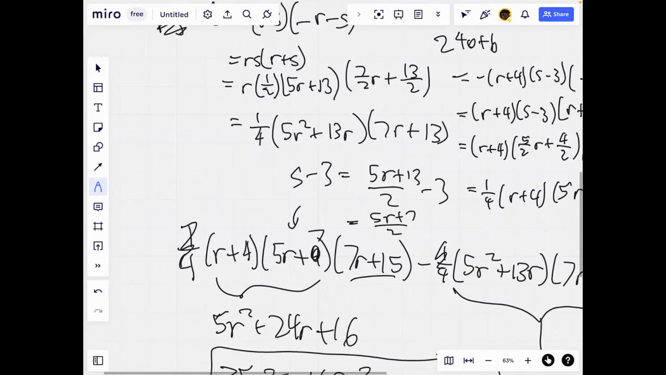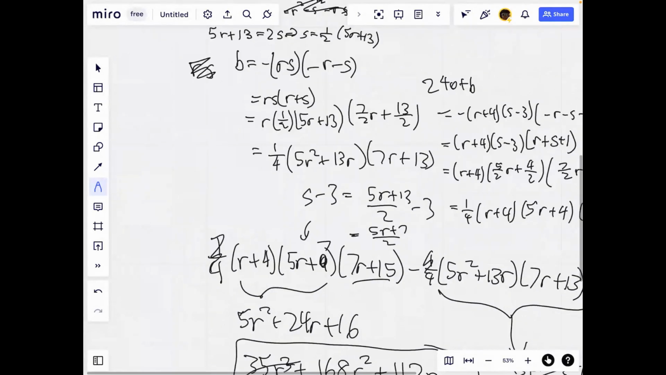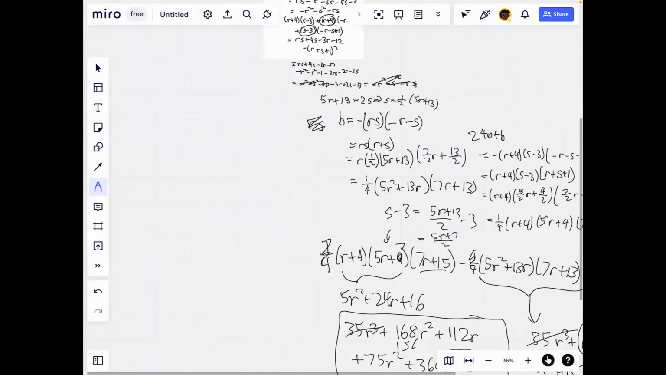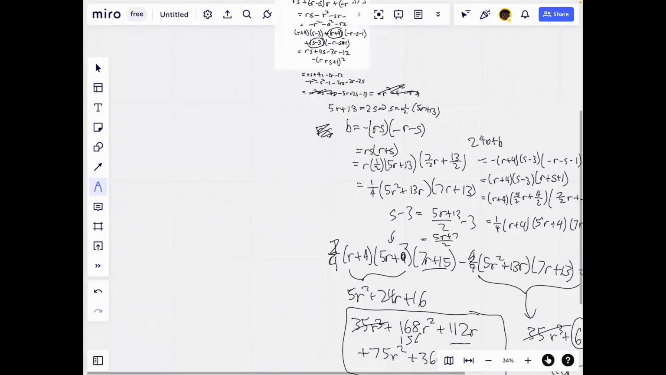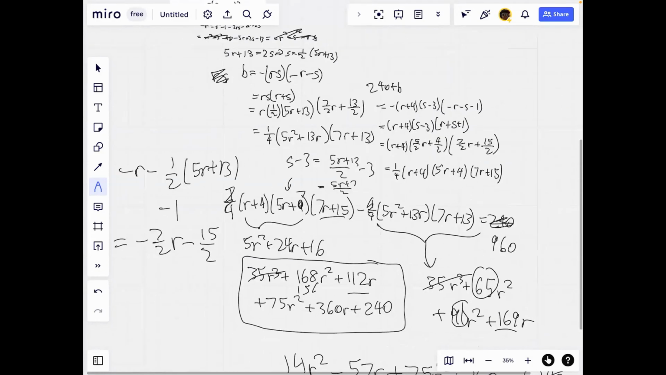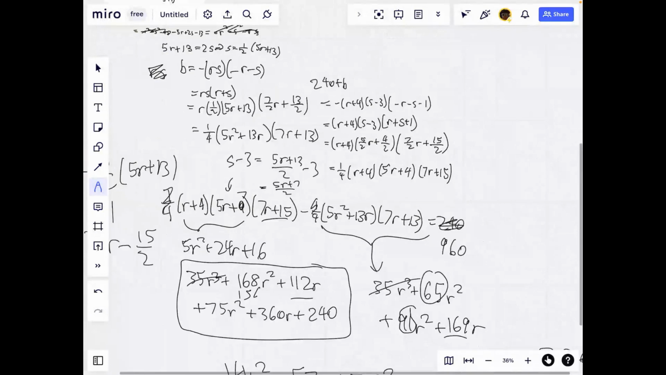And minus r minus s minus 1. So that's minus r minus r minus 1/2 of 5r plus 13, minus 1, and that's equal to minus 7/2 r minus 15/2. So yes. Okay. I think it should be right now.